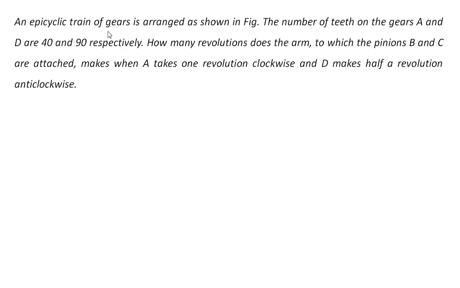An epicyclic train of gears is arranged as shown in figure. The number of teeth on gears A and D are 40 and 90 respectively. How many revolutions does the arm to which the pinions B and C are attached make when A takes one revolution clockwise and D makes half a revolution anti-clockwise?